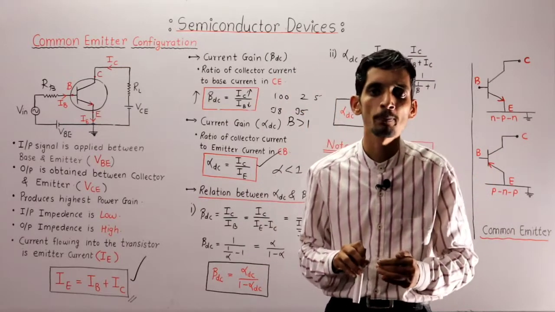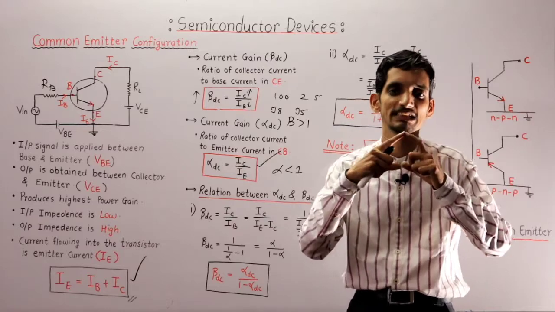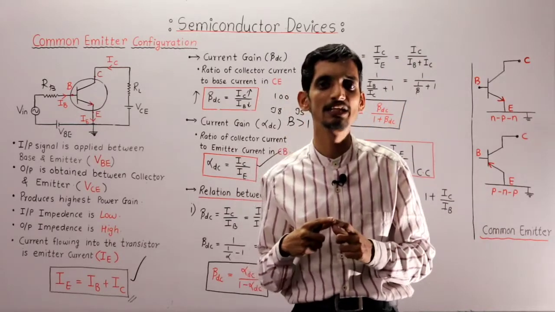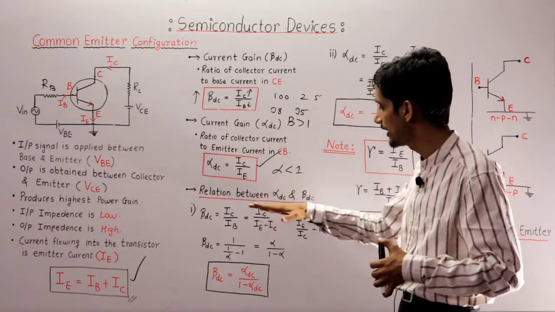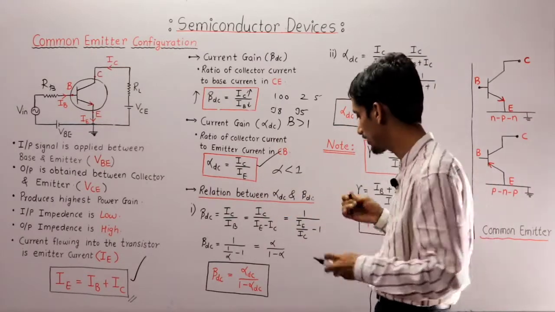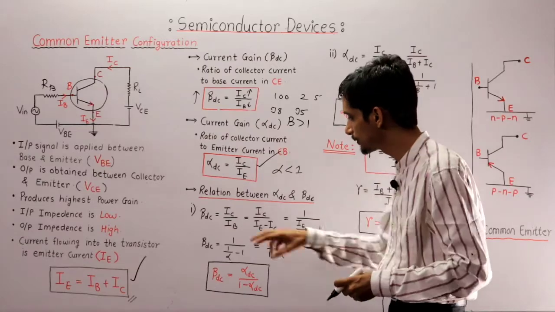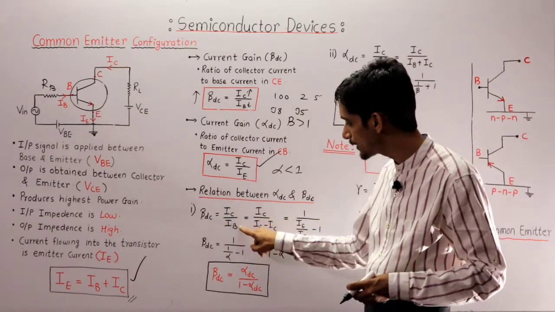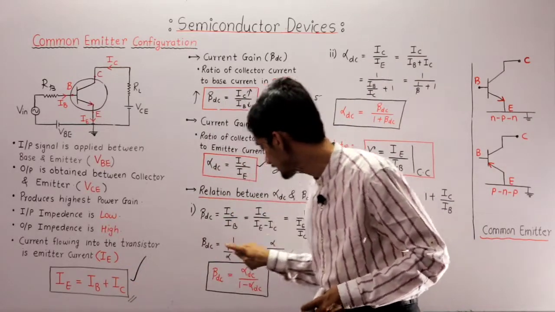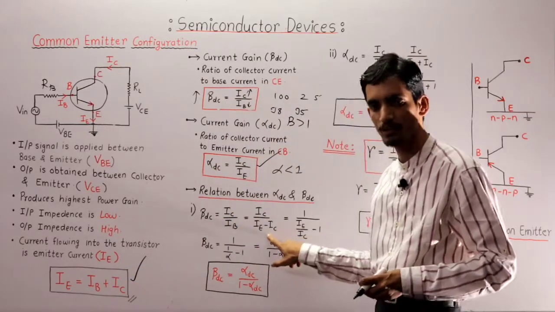So that's why the width of the base is less in case of the transistor. Okay. Now listen here. Relation between alpha and beta, these are important. This beta DC is equal to IC upon IB. Now we know that this IB is nothing but IE minus IC as per this equation. So I have substituted here.